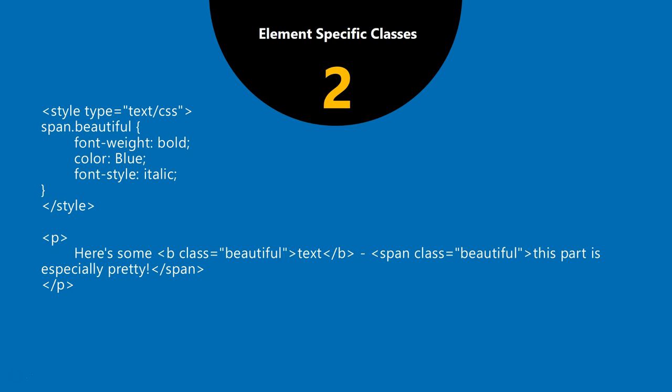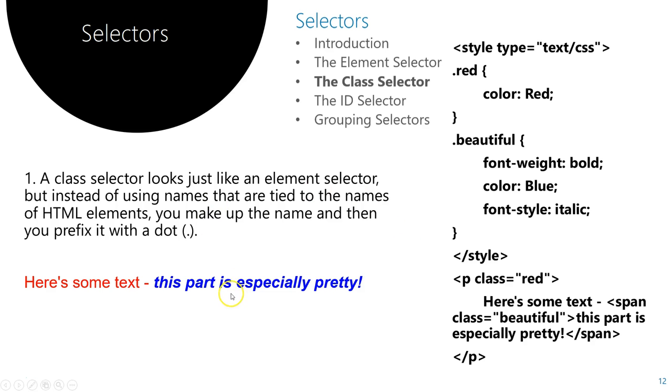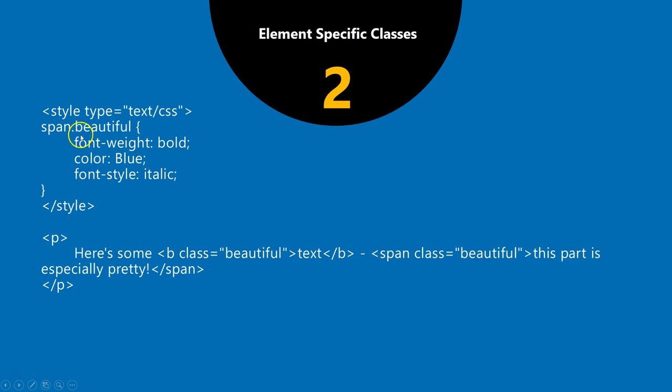Then we have element specific classes. In element specific classes, what you can do is, for each element of your HTML page, you can specify some classes which are just relevant or related to specific elements. So for example, span.beautiful. Now only span would be beautiful.